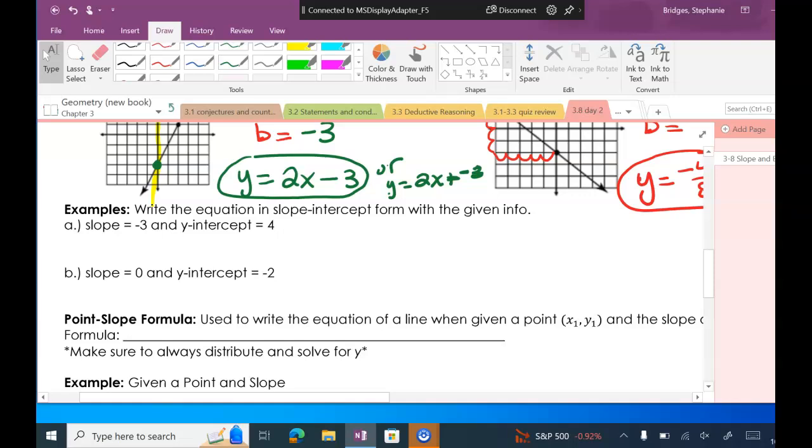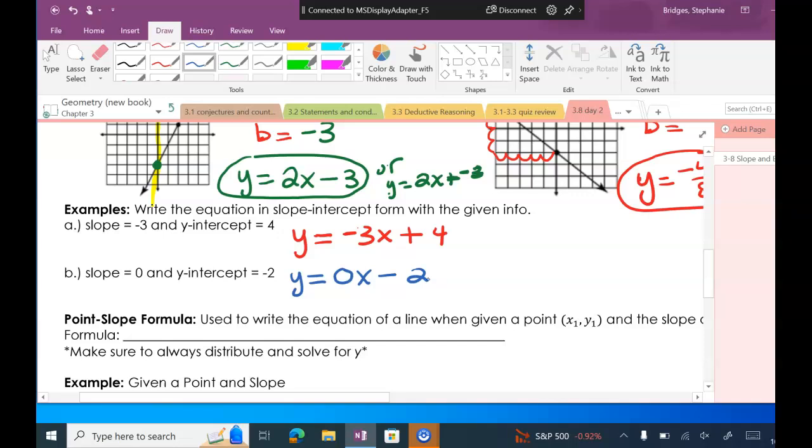All right, for A, my slope is -3, my y-intercept is +4. My equation would be y equals -3x plus 4. -3 goes in for my m, +4 goes in for my b. With B, it says my slope is 0 and my y-intercept is -2. What would that one look like? Y equals 0x minus 2.